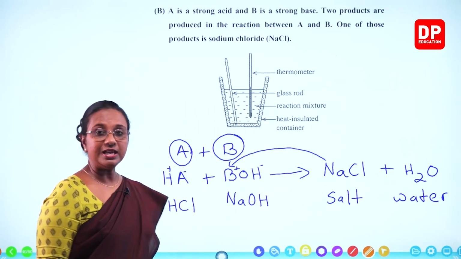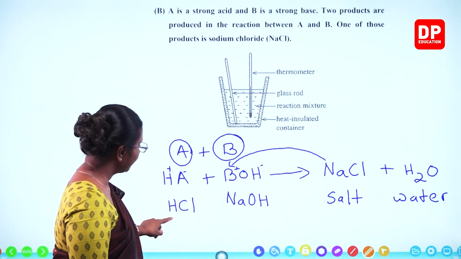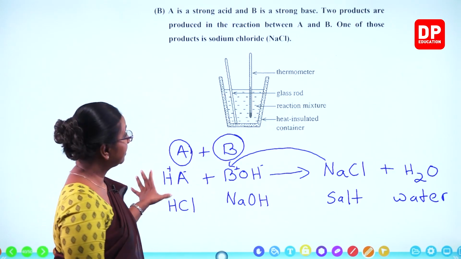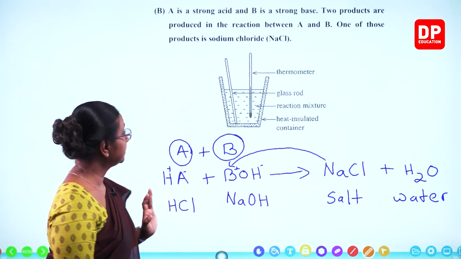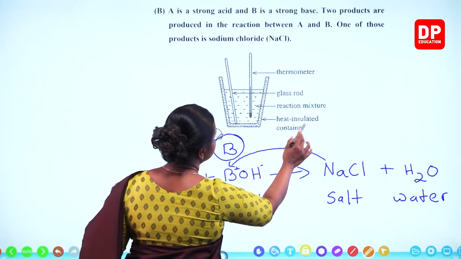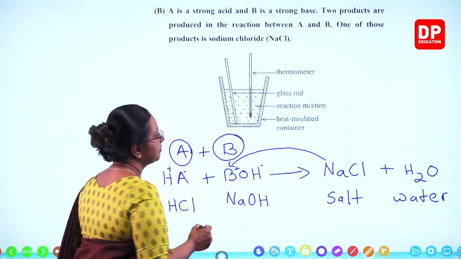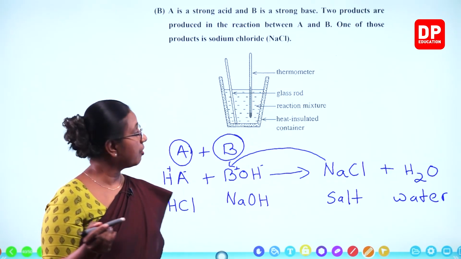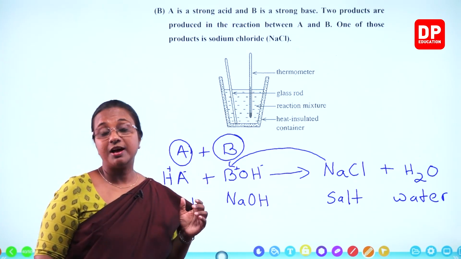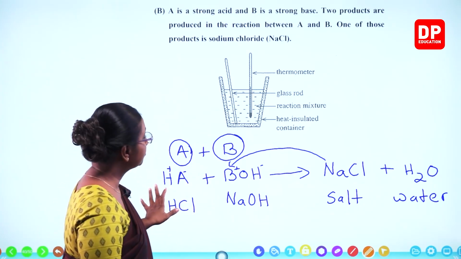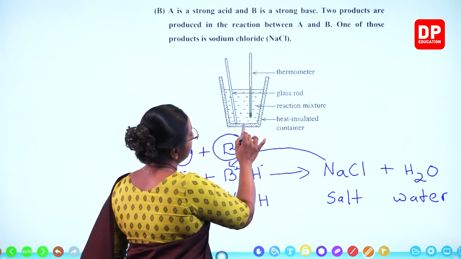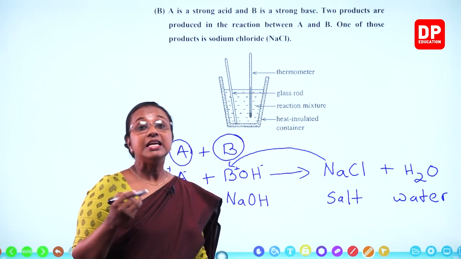So here this has to be HCl. So acid A has to be HCl and base B will be sodium hydroxide. Likewise, you can identify the acids and bases. And the setup is given to you. You can see here heat insulated container. So this is something like a thermocol or styrofoam cup or a plastic cup, or you all know a wooden container inside which you have the copper vessel, something like that. Insulated container. Then there is the reaction mixture. Then the thermometer. Thermometer to observe the heat change.